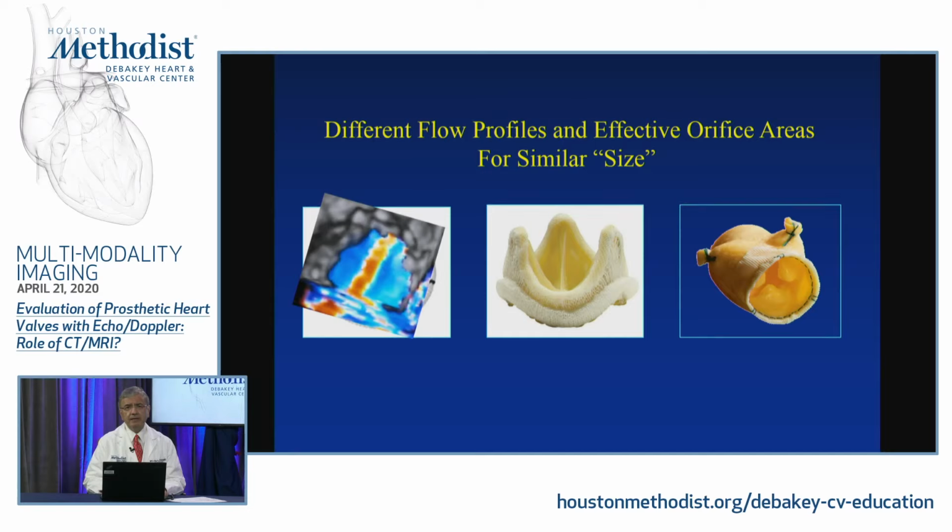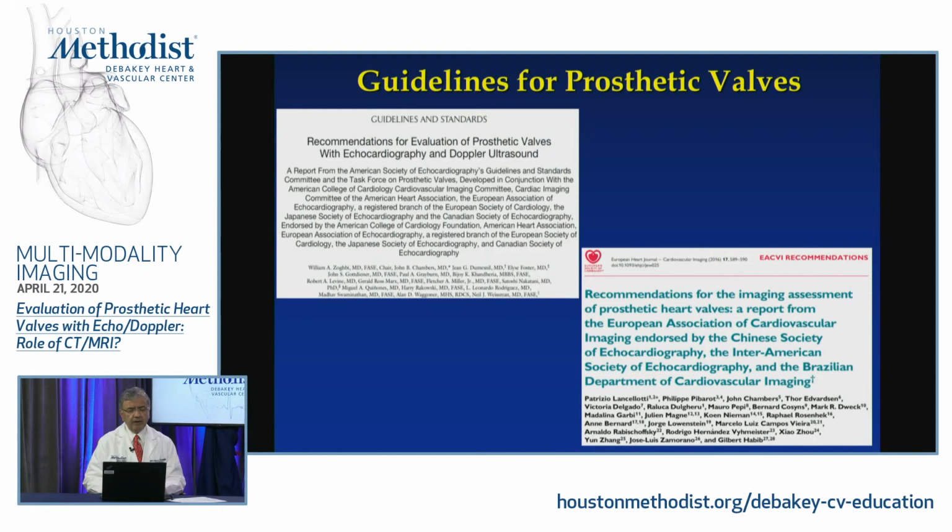The good thing is that all the normal values that you see reported in the guidelines incorporate this overestimation of gradients, and the effective orifice area is therefore actually smaller than normal, and that's also put in the reference values that you have. You don't see this phenomenon in bioprosthetic valves or in homografts. Now this is for your information, and I would refer you to these important guidelines.